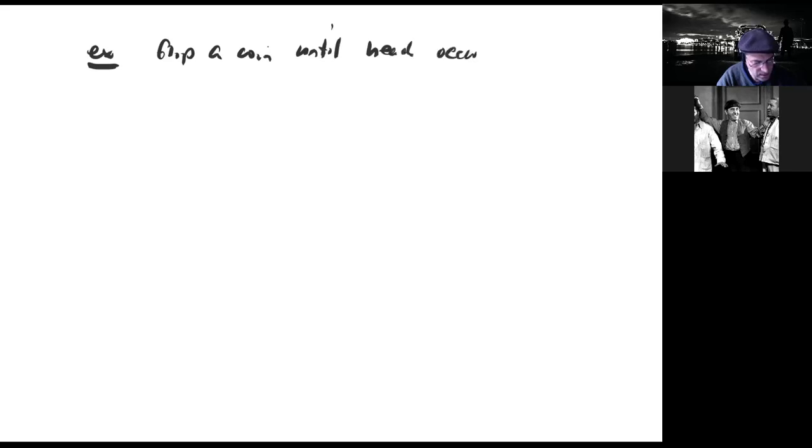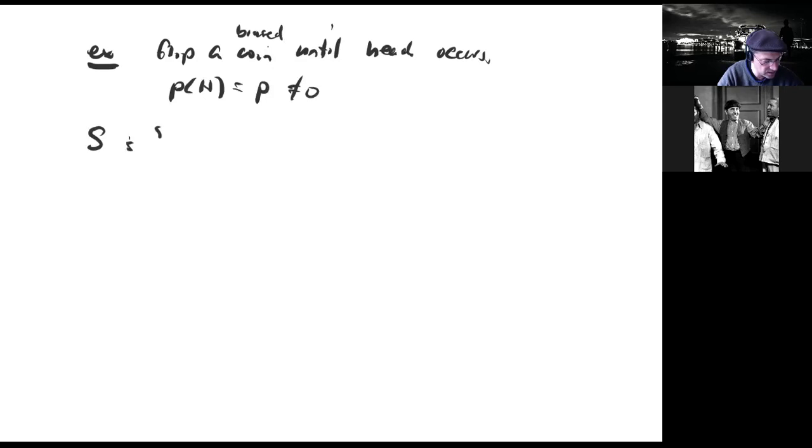So here's an example. Let's flip a coin until heads occurs. And let's assume it's a biased coin. So that means the probability of heads is p, some number, it's not necessarily a half, and it's not 0. So what is the sample space?